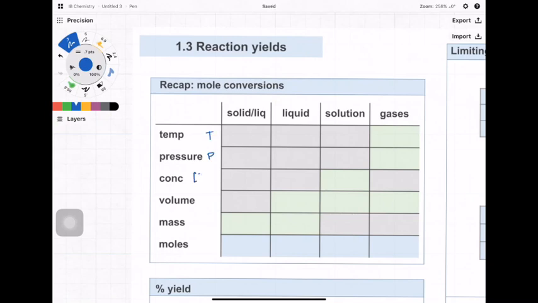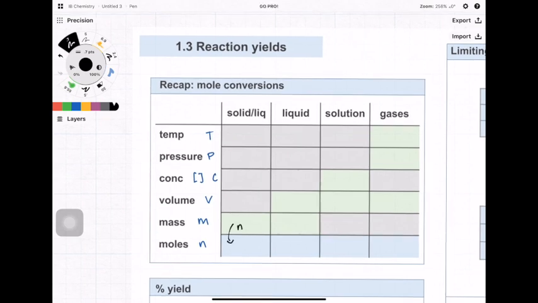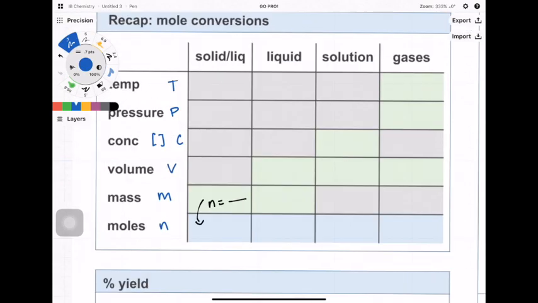Okay, so in this video we're going to take a look at different reactions. Given the number of moles of reactant, how many moles of product are produced? And just a reminder of all the different mole conversions that you should be comfortable doing.